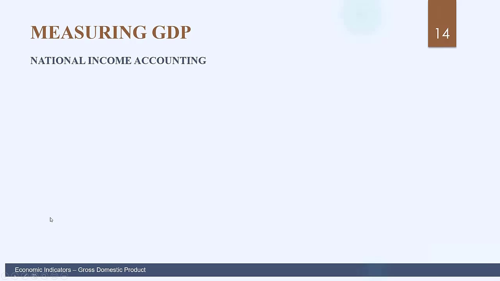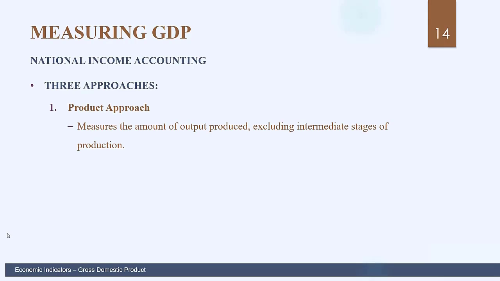Now, there are 3 approaches to measuring gross domestic product. The first is the product approach. This measures the amount of output produced, excluding intermediate stages of production. And this is related to the slide I did at the beginning of the lecture, where you have all of the goods and services produced, their price, their quantity, and then you multiply the prices and quantities and take the sum.